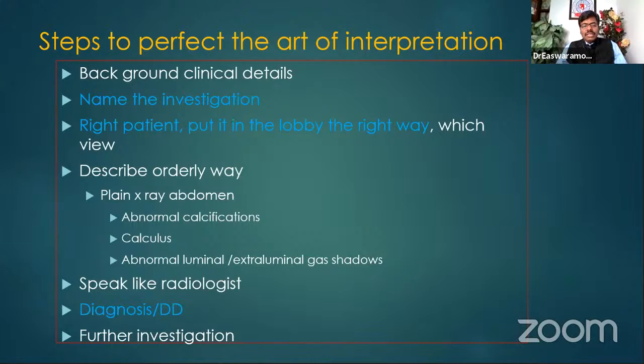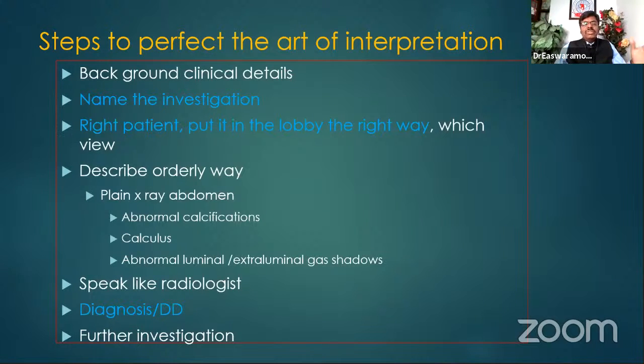So put the film in the lobby, because the commonest mistake people make is to fumble when they are given a mammogram. How to put the mammogram? A mediolateral view, or a superior to inferior craniocaudal view. There are various views in a mammogram. You have to put it in the X-ray lobby in the right way. That itself will tell the examiner that the candidate knows what he is doing, because he knows the investigation name and has put it in the lobby correctly. 75% of the surgeons will pass you if you did the first two steps. That's why I put it in blue.